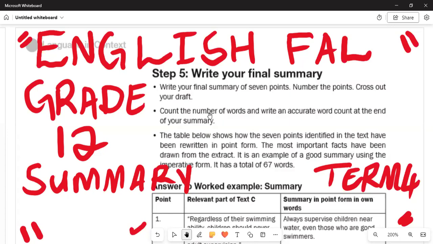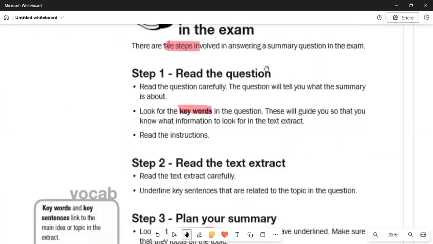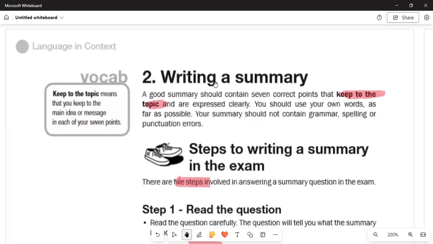Grade 12, we want to see you in university. First, look at the summary writing section: write the summary in context, and express it clearly. Remember that the key weight is 7 correct points. That is the first aspect that you need to know. Your summary should not contain grammar, spelling, or punctuation errors. That is why you need a first draft and a final draft.